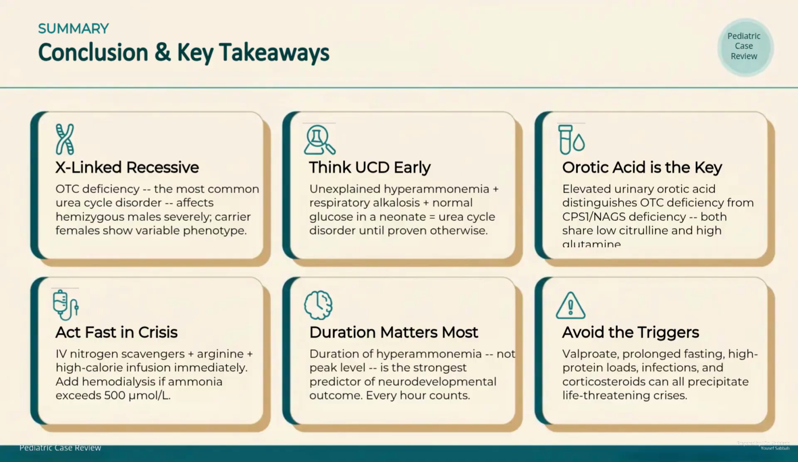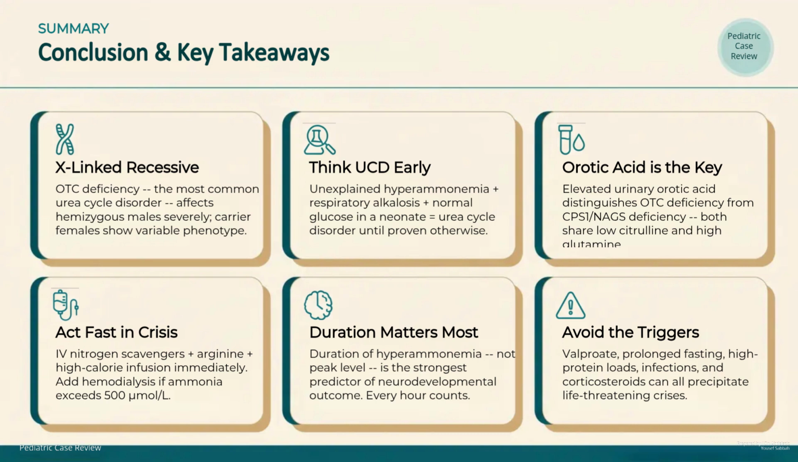Let's bring it together. 6 takeaways. 1. OTC deficiency is X-linked recessive, the most common urea cycle disorder, severe in hemizygous males with variable carrier females. 2. Think urea cycle disorder early, unexplained hyperammonemia, respiratory alkalosis, and normal glucose in a neonate. 3. Urinary orotic acid is the key, separating OTC from CPS1 and NAGs.